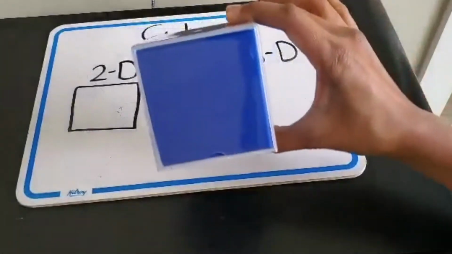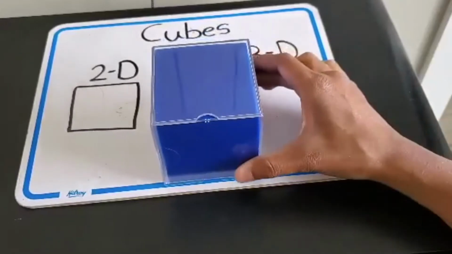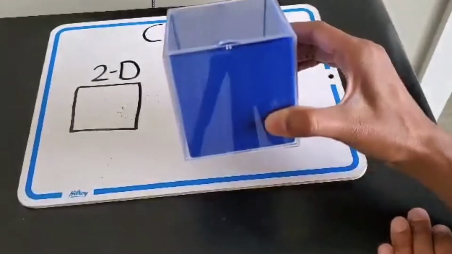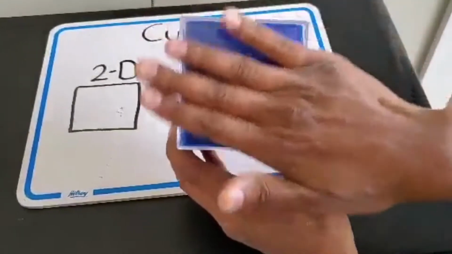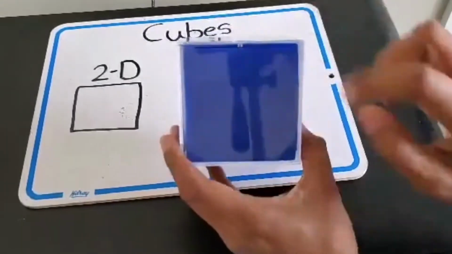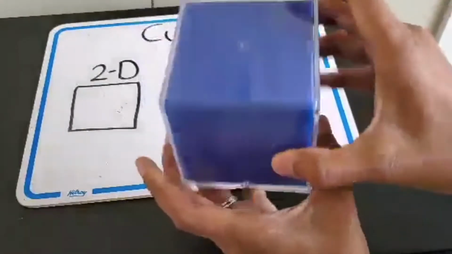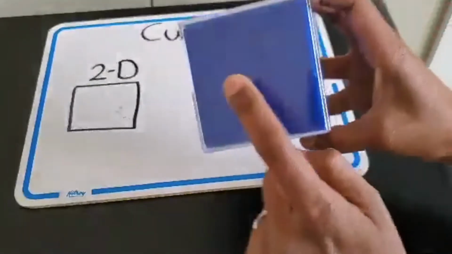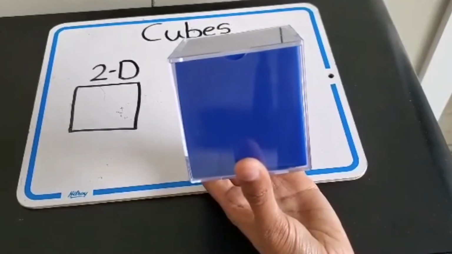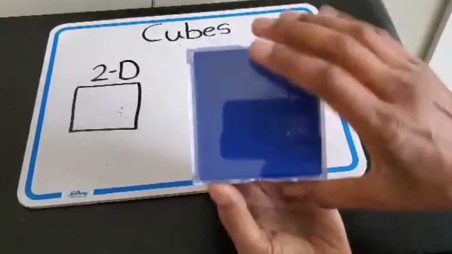So here is a cube. As you can see, cubes are not flat. If a shape is not flat, we call that a 3D shape, a three-dimensional shape. On a cube, we have what we call faces. This face of the cube is a square. Let's count how many faces it has. 1, 2, 3, 4, 5, and 6. This cube has 6 faces, which means 6 sides.